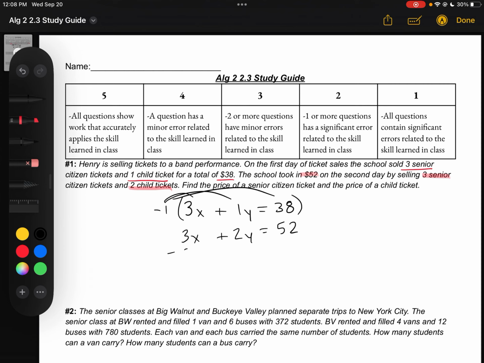So here we would want to distribute -1 in to get -3x minus 1y equals -38. We would see that our x's would cancel, left with a single y. We get an answer of y equals 14. Remember that y is our children.